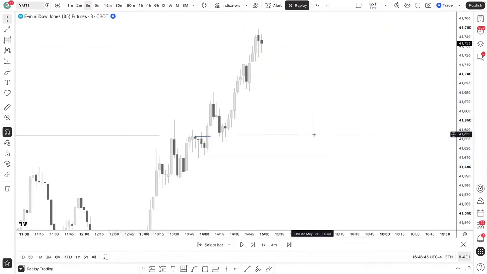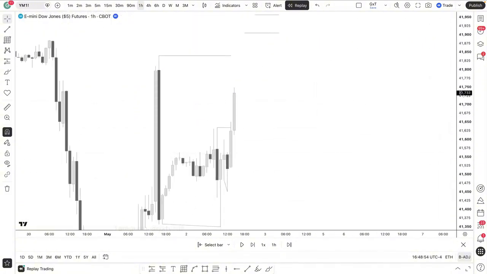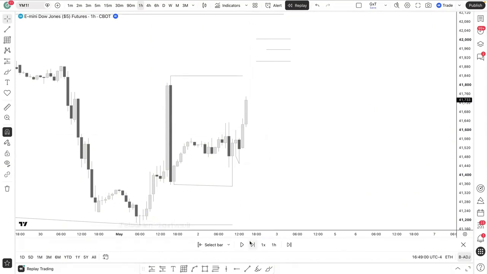But that's something you want to be careful of, especially because we didn't even hit the 30-minute gap either, right? So it's really not valid. There's really no entry there. You're just going to have to wait patiently until we start to engage with these higher time frame gaps, and that's going to give you that nice key level on the higher time frame.